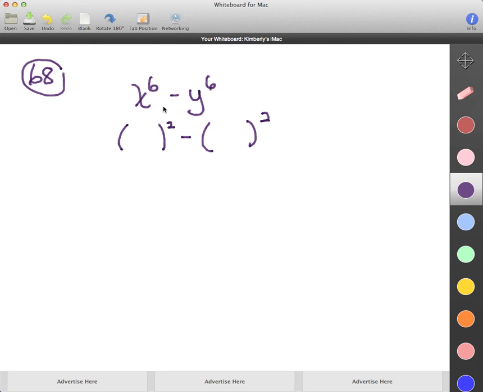And the answer to that is yes. Remember, when you take an exponent to an exponent, you multiply. So what times 2 gives you 6? That's 3 times 2. And the same thing would be here. 3 times 2 would give us 6. And so this is a difference of squares.